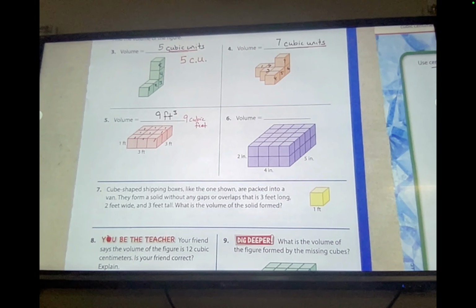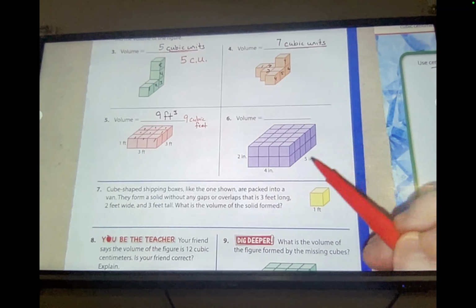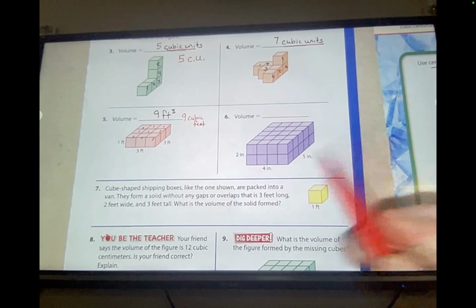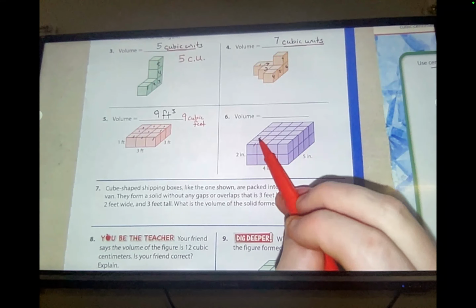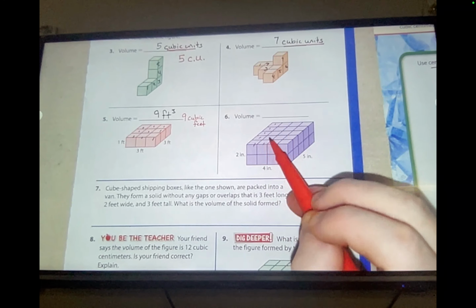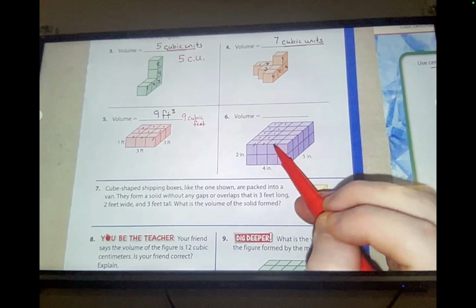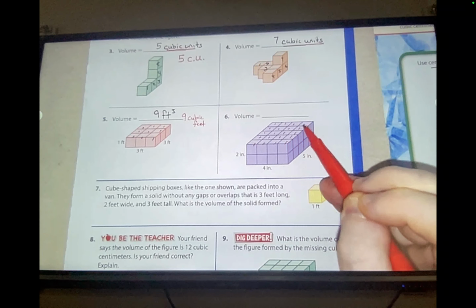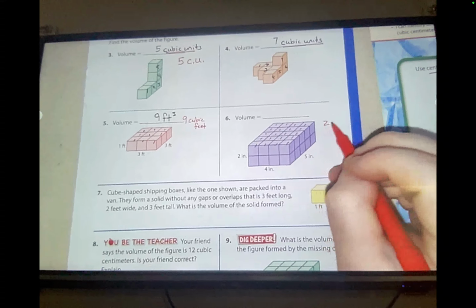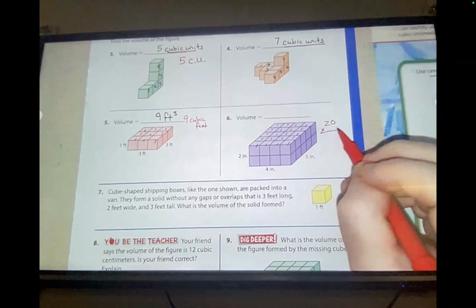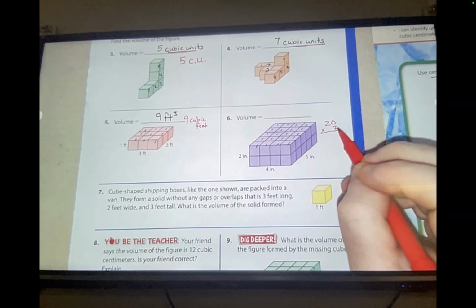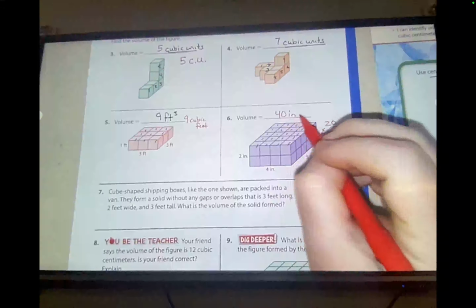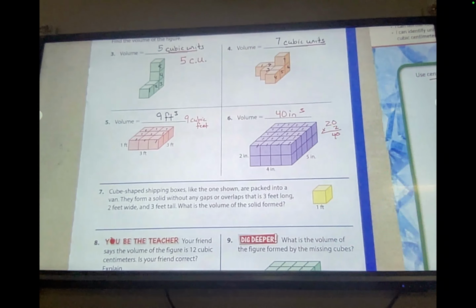today, or moving on with next. On this one, there's 2 ways we can do this problem. The way that we've learned it so far is we count the top. There's 1, 2, 3, 4, 5, 6, 7, 8, 9, 10, 11, 12, 13, 14, 15, 16, 17, 18, 19, 20. So we have 20. And there's 2 layers of that, so I can just do 20 times 2, which is 40. So I get 40 inches cubed as my answer.